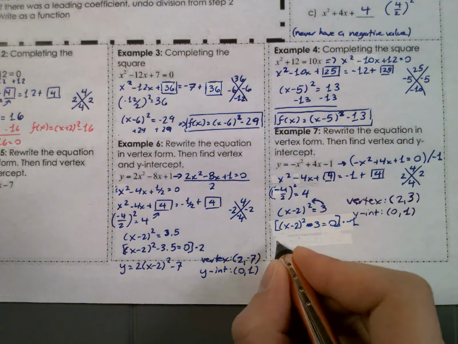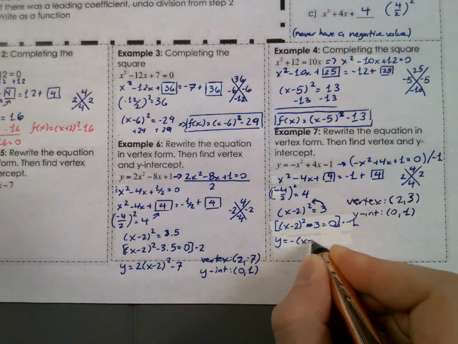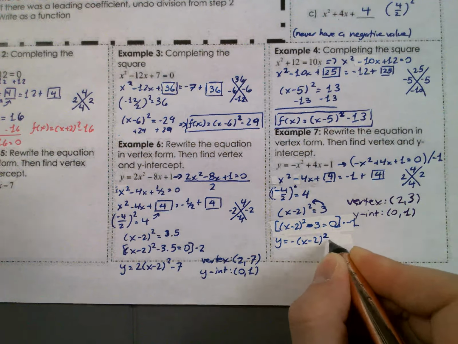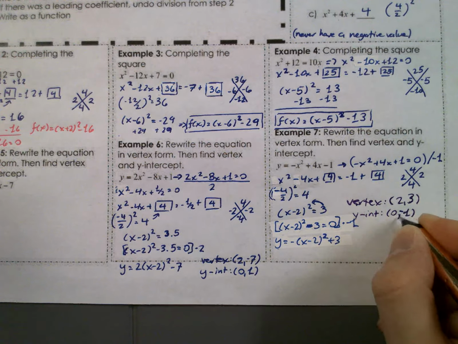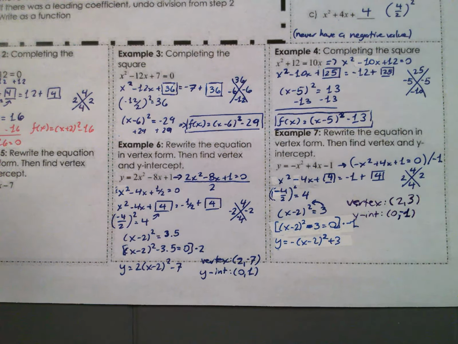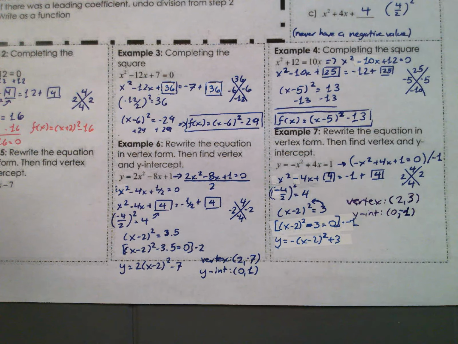So then you get what you need out of this, which was y = -(x - 2)^2 + 3. Vertex is still the same. The only change is that there'll be a negative on that one right there. That's it. So I apologize, there was a typo there. That's my fault. Okay, so everybody got that fixed?